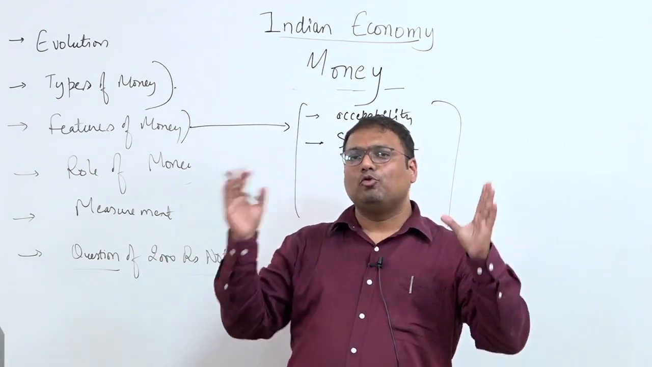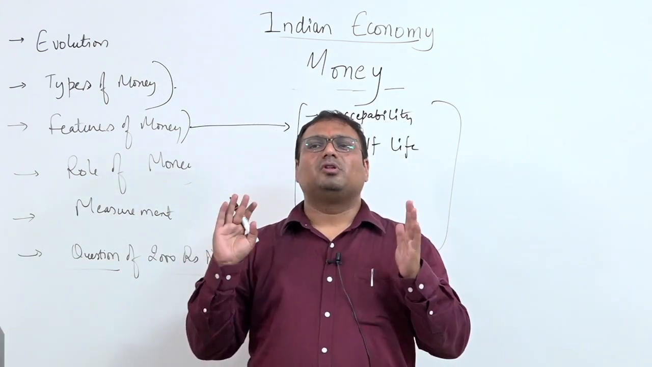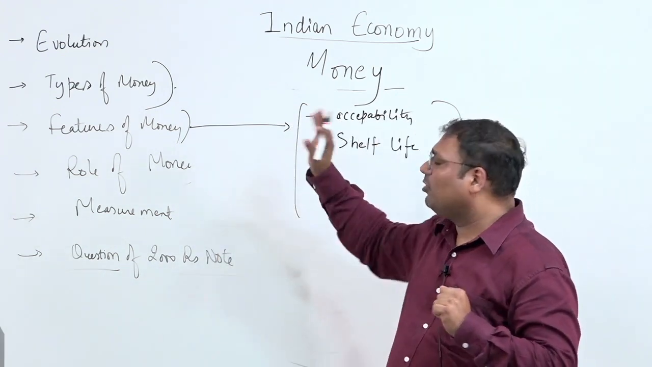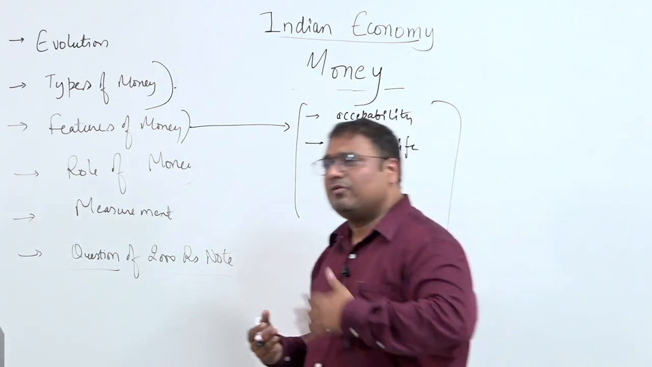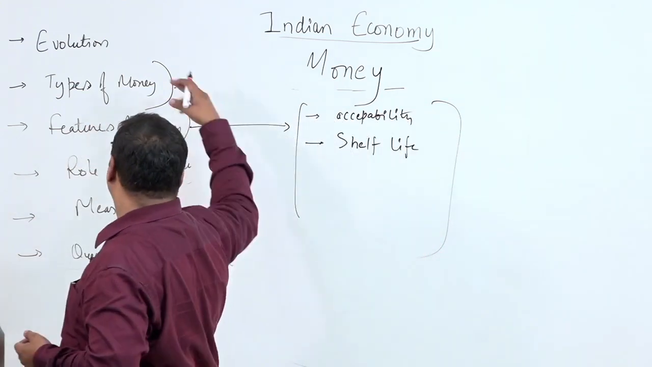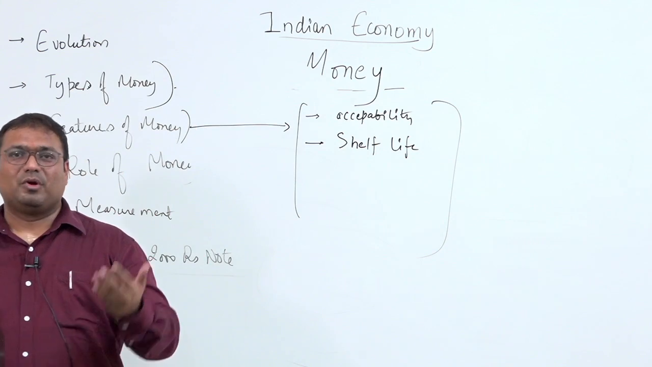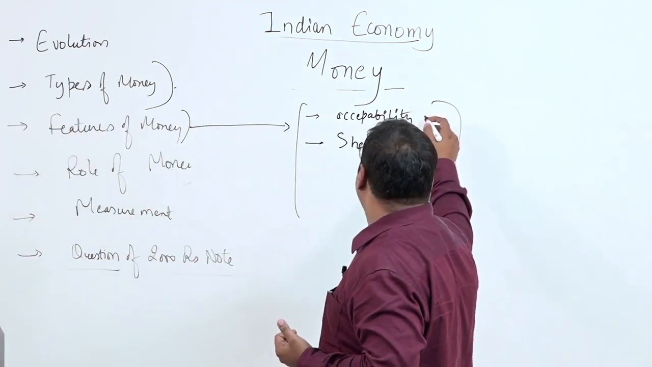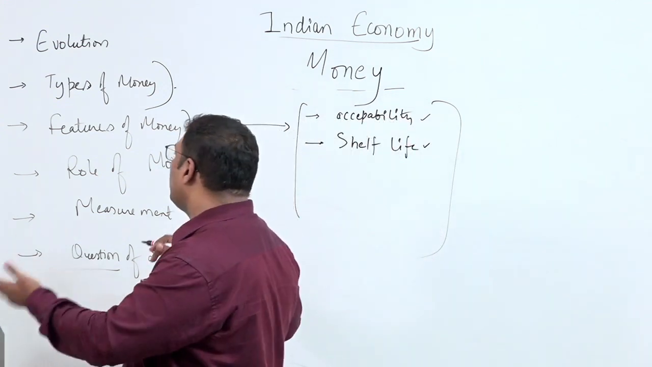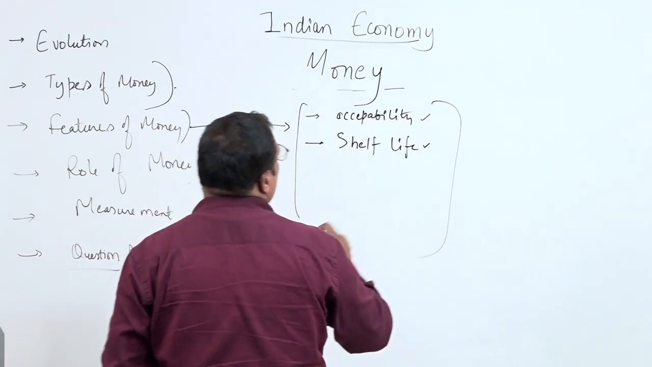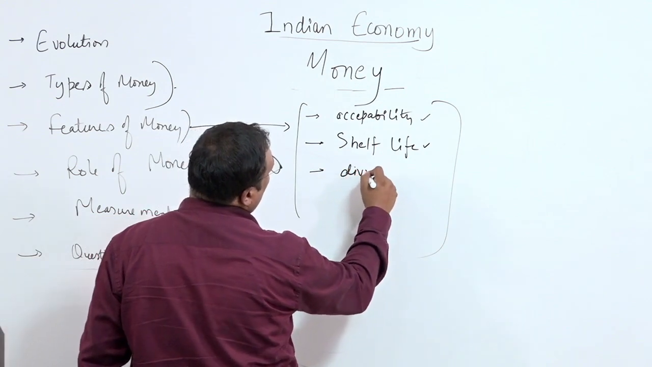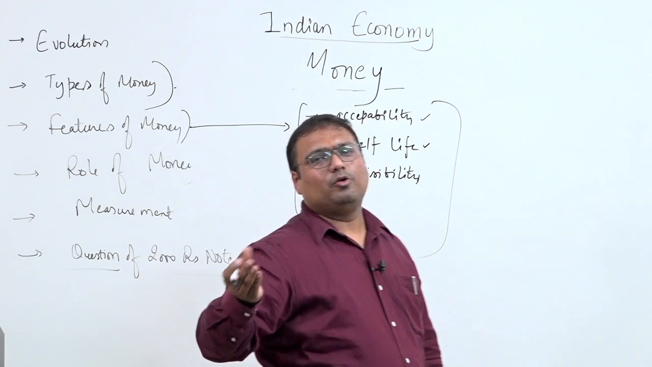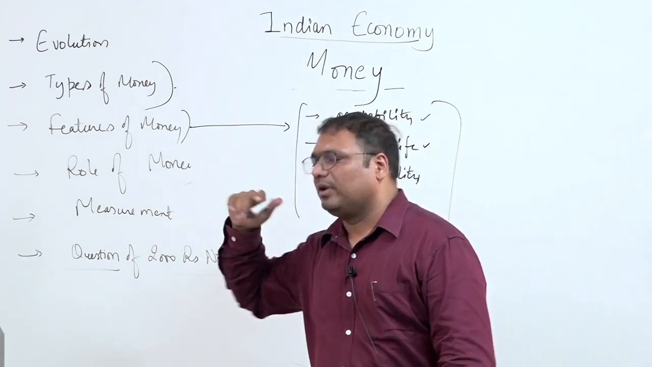And by the way, due to bitcoins, due to digital currency and fungible tokens, etc., this topic of money is very relevant, and from this we do expect questions because all of this is now being redefined because of these new inventions. So now in the features of money, apart from acceptability and shelf life, what do we have? That is divisibility. They should be broken down into small units. These are the features of money.